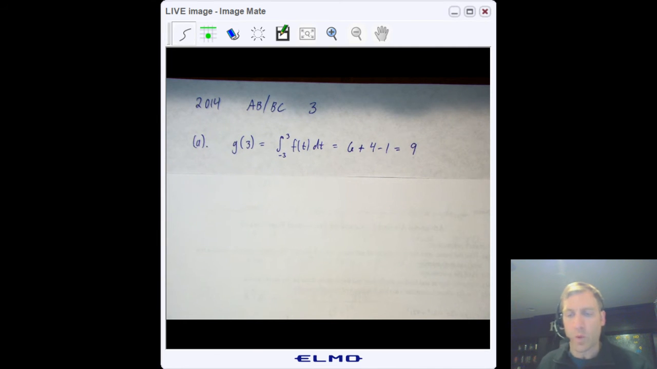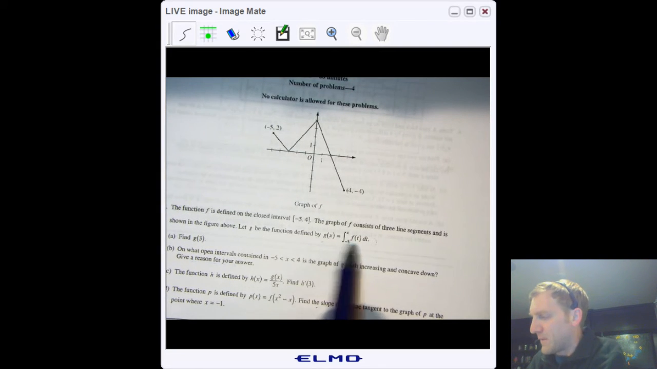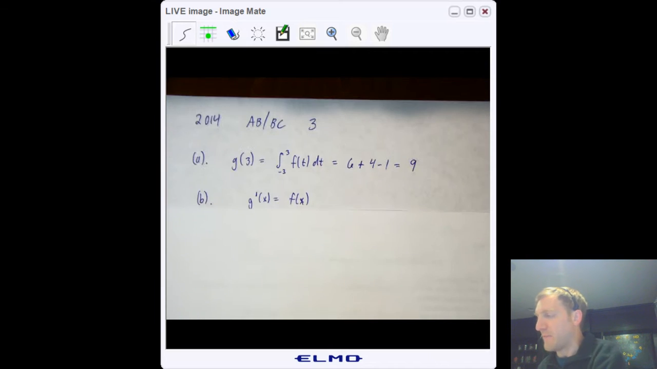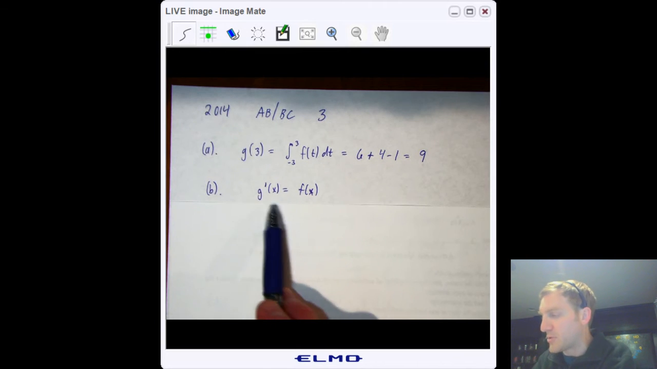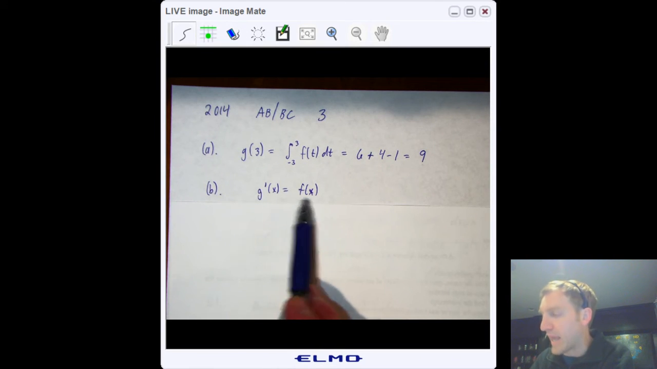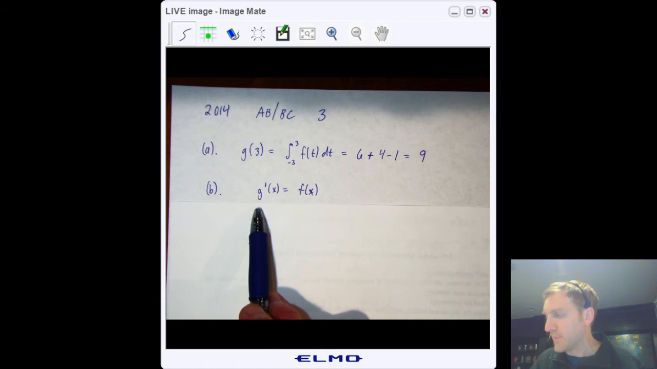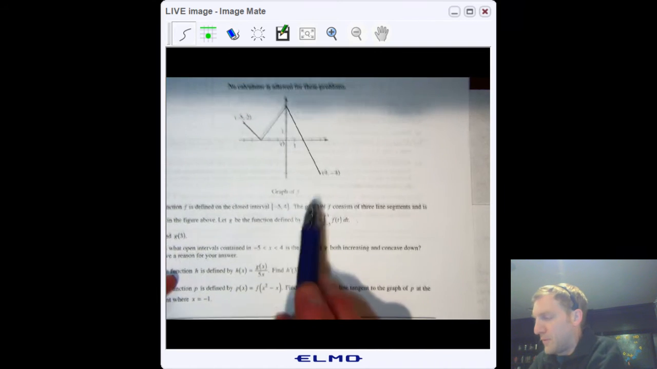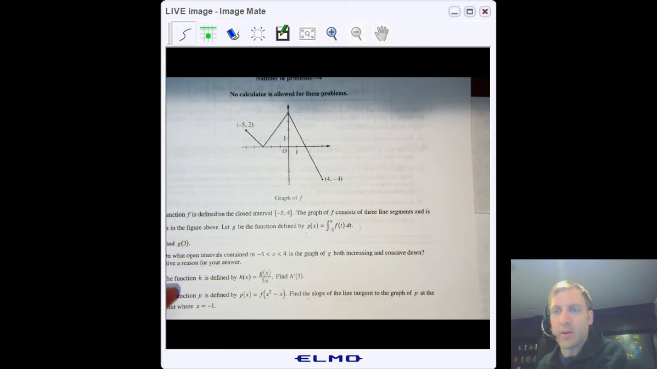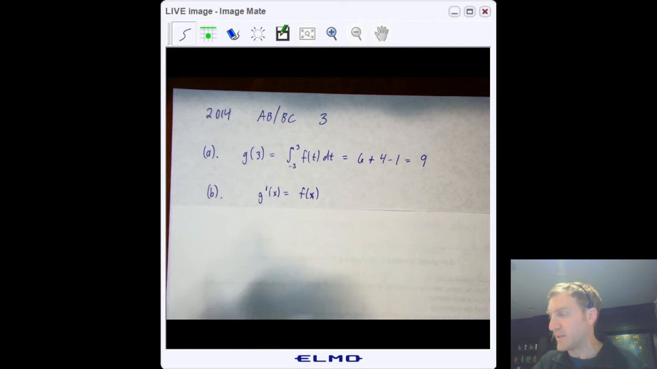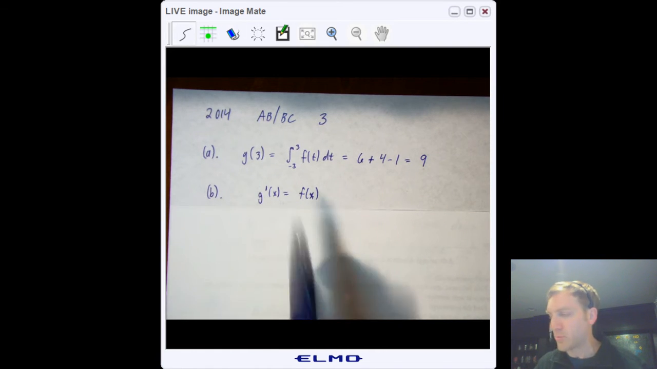B, over what intervals is the graph of g both increasing and concave down? So if g is the integral of f, then f is the derivative of g. And that's very important that you show that. You need to, somewhere in your answer, say that f is g prime. Or even on the graph, like here, you can put f equals g prime right there. But somewhere you had to indicate the relationship, to show that f is the derivative of g.